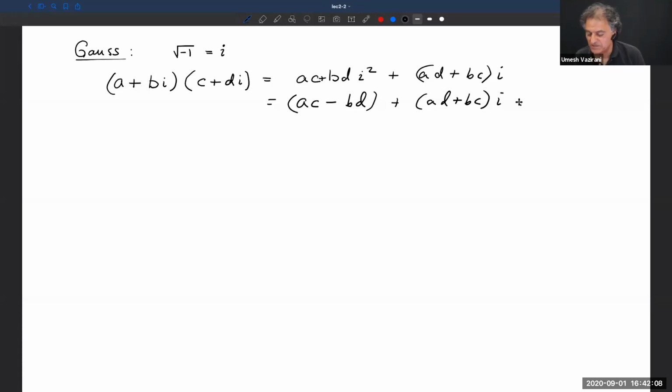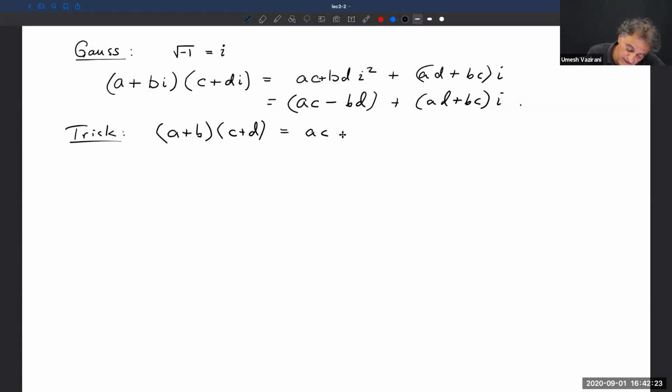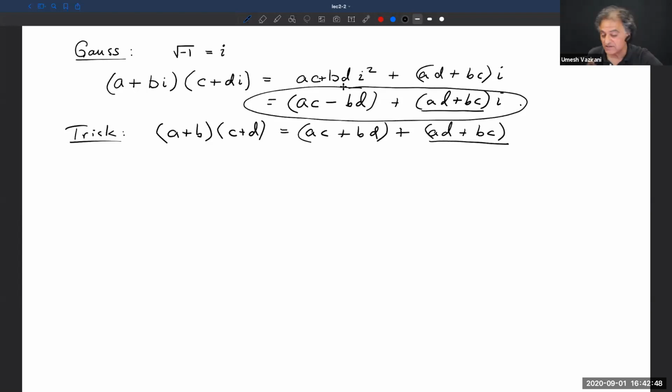So here was Gauss's trick for multiplying two complex numbers. He said, look, here's a trick. What you can do is multiply (a plus b) times (c plus d). Okay, so what do you get? Well, you get ac plus bd plus ad plus bc. Look, this is exactly what we wanted here. So now we can get this answer we were looking for with just 3 multiplications and some number of additions.